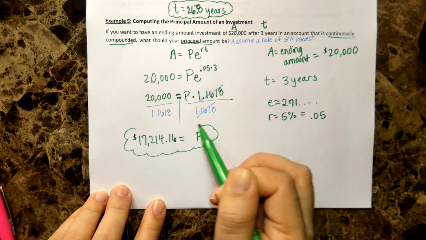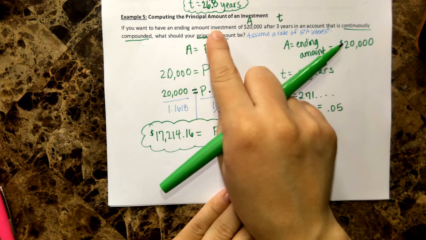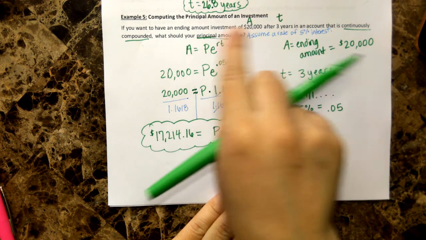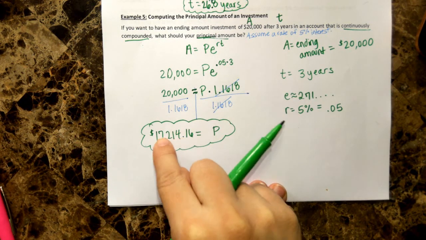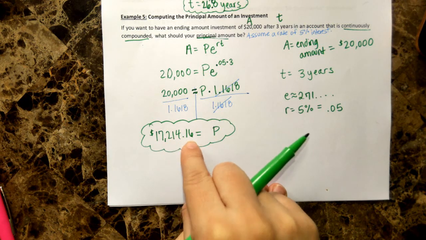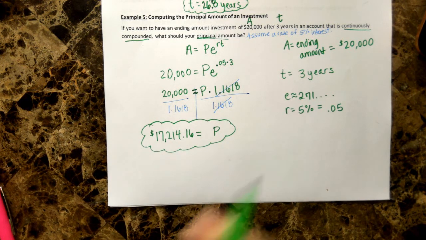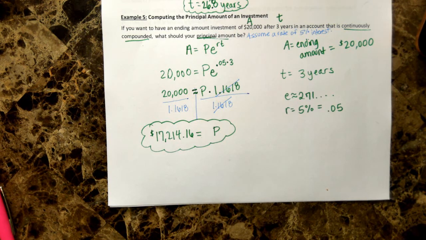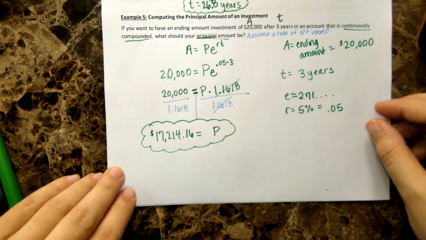Now what does this mean? This means that if you want to have an ending investment amount of $20,000 after 3 years, and if it's continuously compounded and they'll charge you 5%, that means that you need to start the account up with $17,214.16. You need to be able to walk in the bank and say, I have this much money, please put it in the account, and be able to walk in 3 years later and know that $20,000 will be there waiting for you. Okay. All right. And that is it.